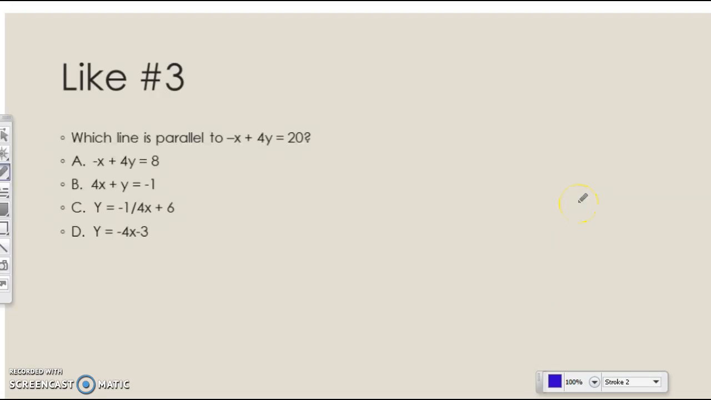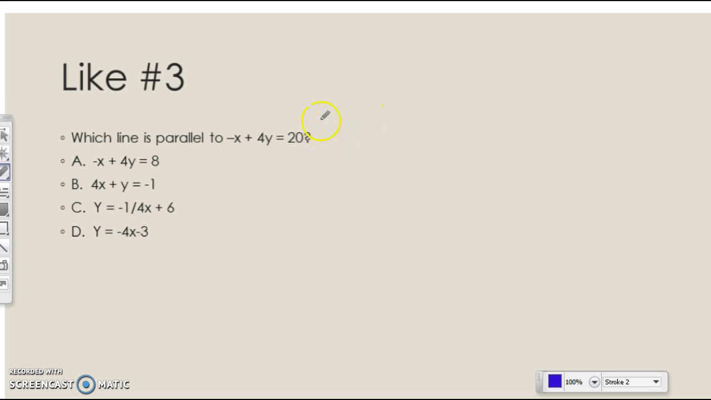It says, which line is parallel to negative x plus 4y equals 20? Well, remember, we can tell if lines are parallel or perpendicular by looking at their slope. Parallel lines will have the same slope. So the first thing we have to do is identify the slope in this line.